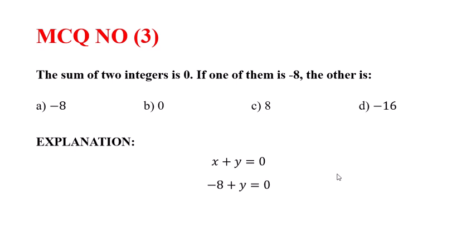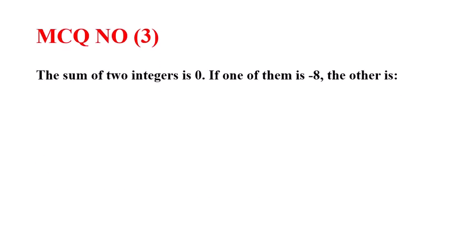So one of them is minus 8, so we put x is equal to minus 8 plus y is equal to 0 and this minus 8 shifts to the other side, it will be positive. So y is equal to 8. The final answer of MCQ number 3 is C, the option is correct, that is equal to 8.